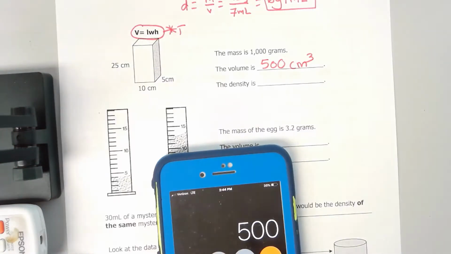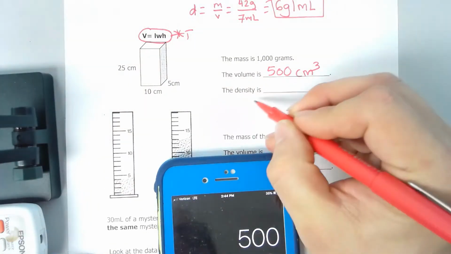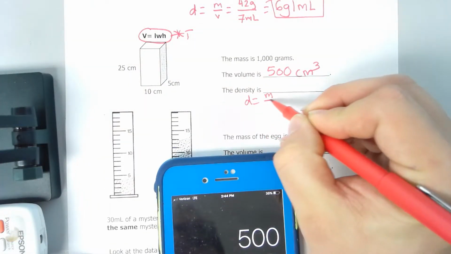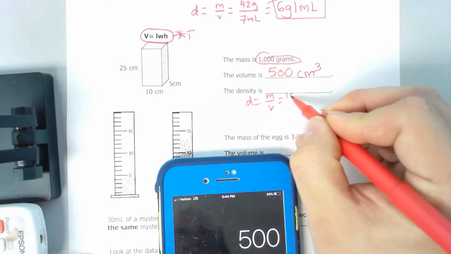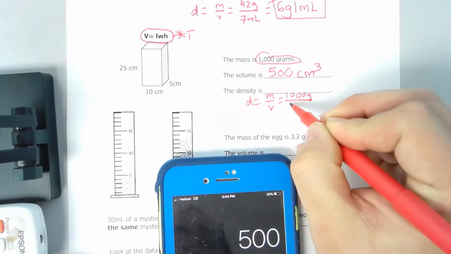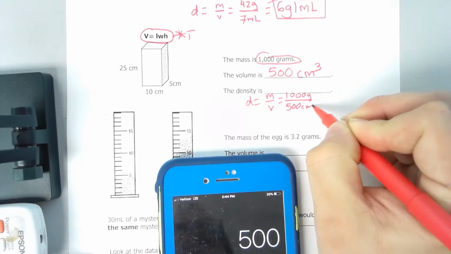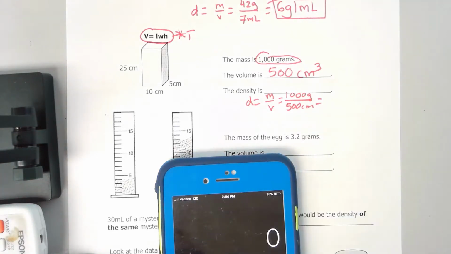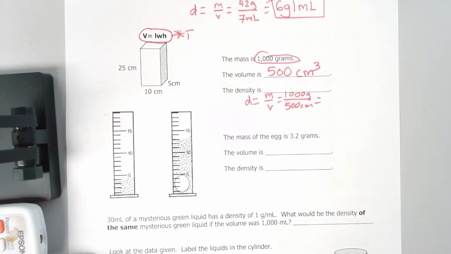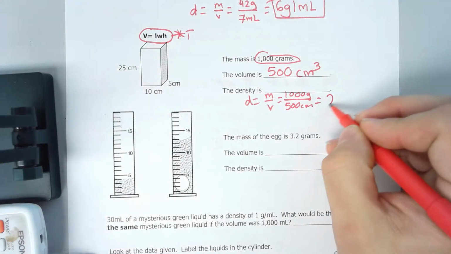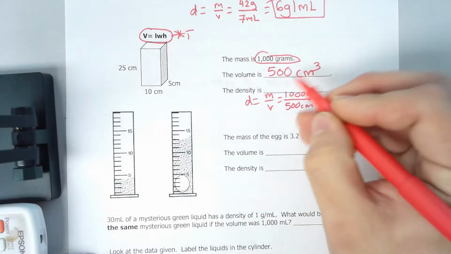Alright, that's the unit. Density is what? Remember the density formula. D equals M over V. It tells you the mass is 1,000 grams. So 1,000 g divided by 500 cm³ equals what? You know, if you don't know, you can totally do it on your calculator. No one's going to judge you. 2 grams per cubic centimeter. So you're going to write that over here.